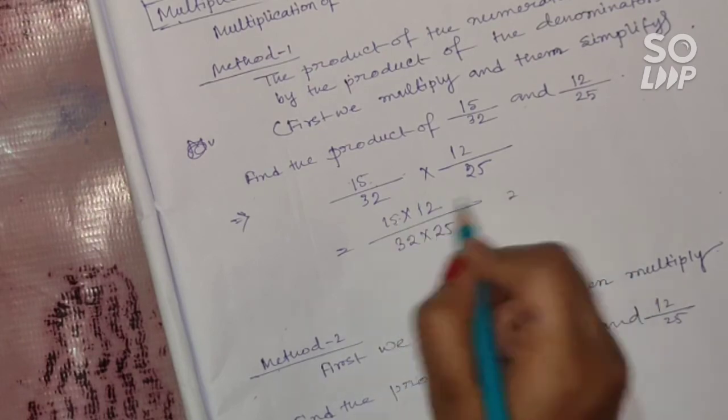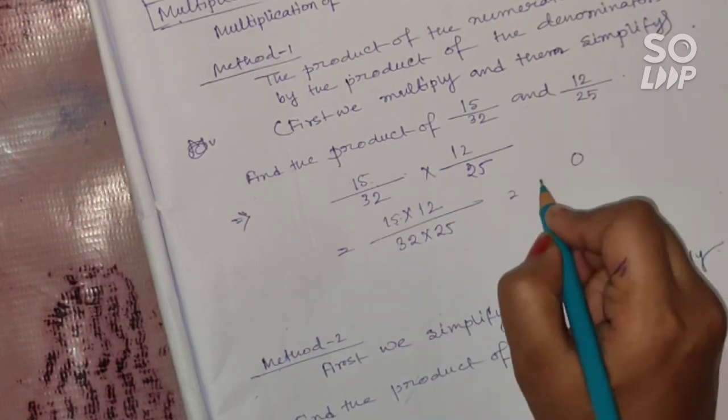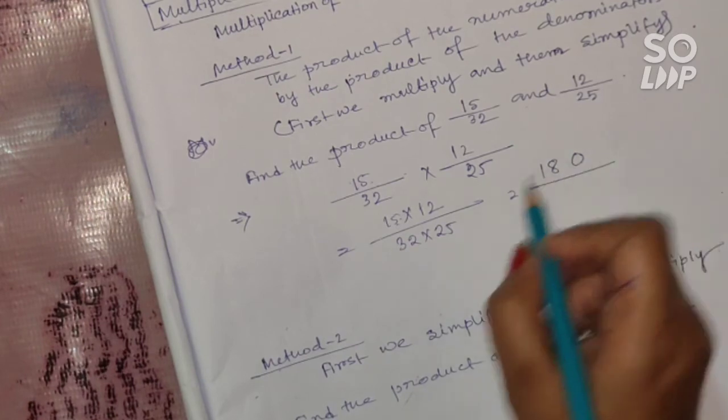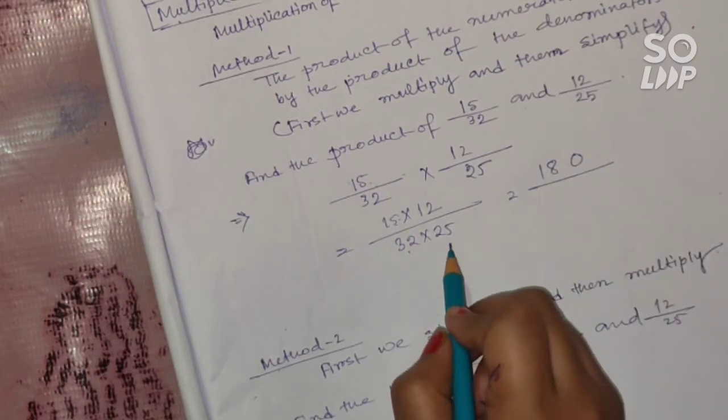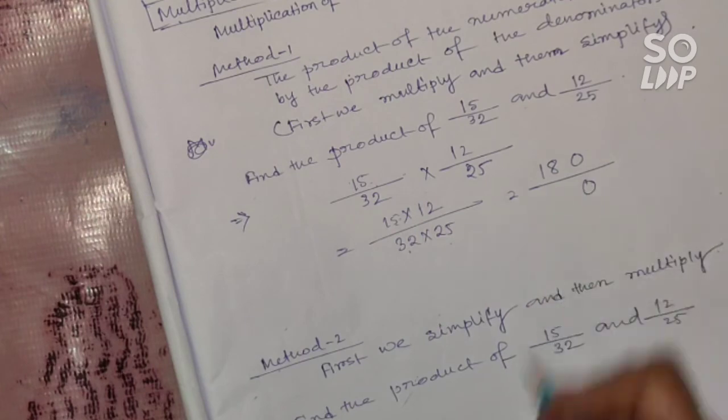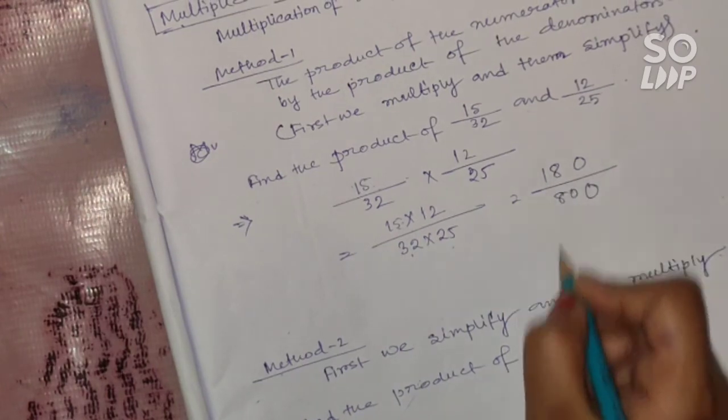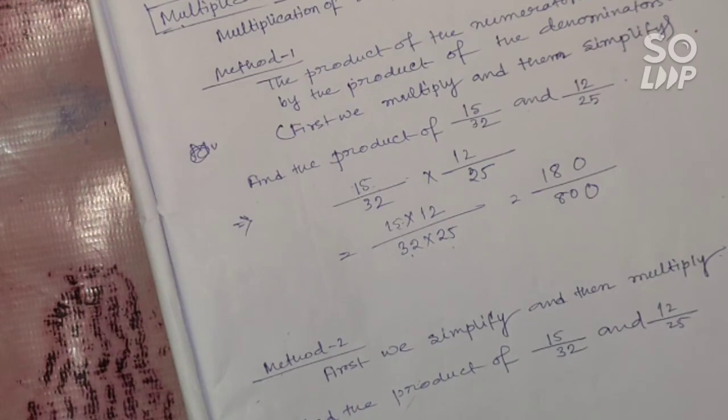So, 15 multiplied by 12 gives 180, and 32 multiplied by 25 gives 800. Okay, gives 800.